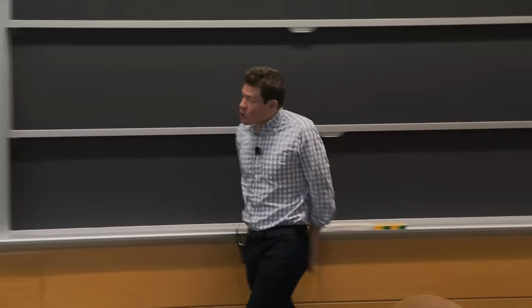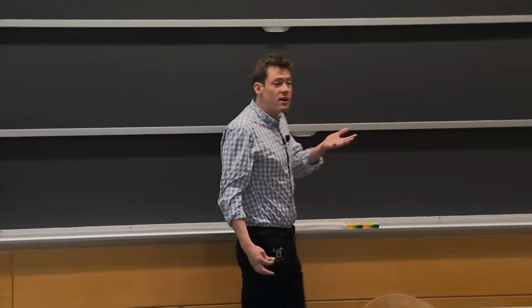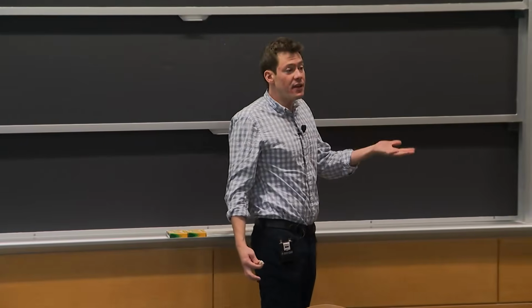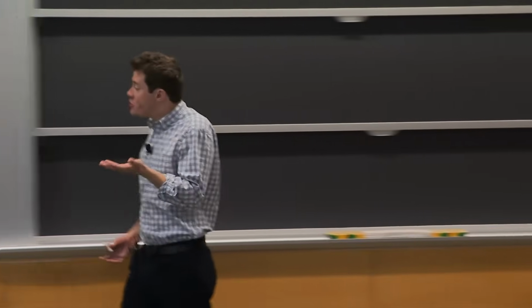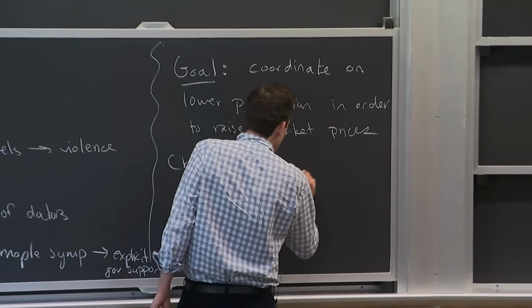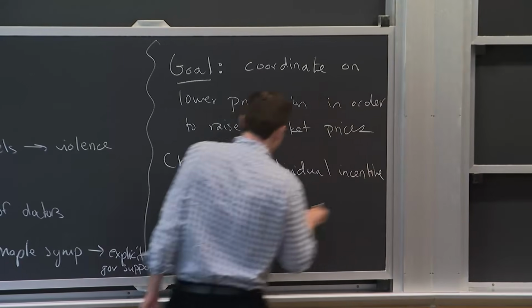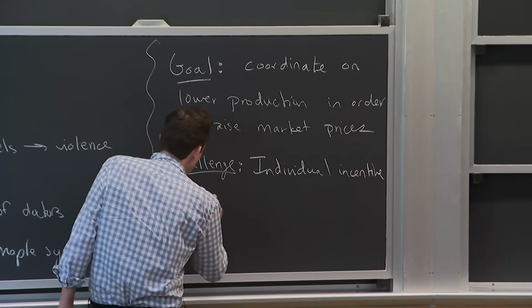Exactly right. So collectively, this is good for us, but the problem is that each firm or each country will have an individual incentive to deviate by overproducing. So the challenge is that there's an individual incentive to overproduce.